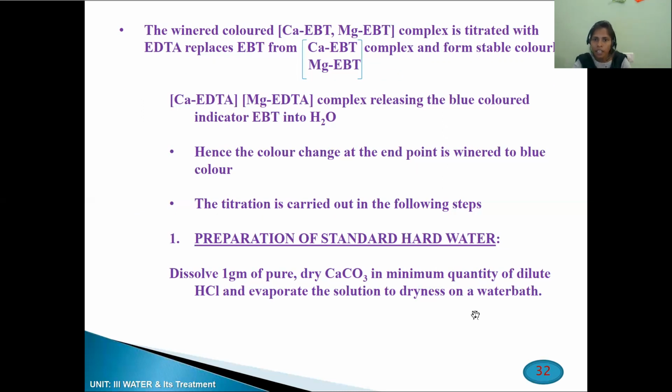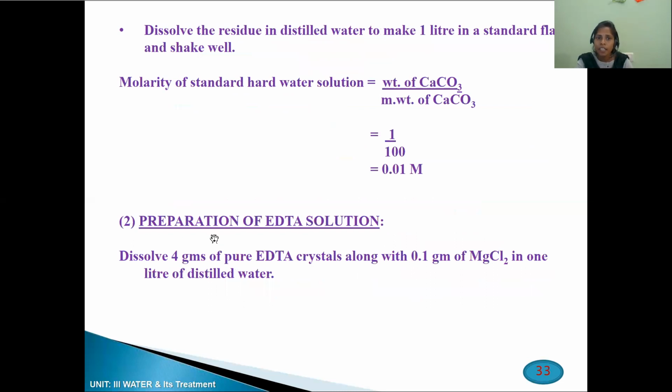So whatever the salt here dried, that is the calcium carbonate. This calcium carbonate is mixed in 1 liter of distilled water. That is the preparation of standard hard water. So how are we preparing the standard hard water? Initially taking 1 gram of calcium carbonate and adding a minimum amount of hydrochloric acid, and this mixture is kept on the water bath until dried, and the dried calcium carbonate is dissolved in 1 liter of distilled water. And the second one is the preparation of EDTA solution.